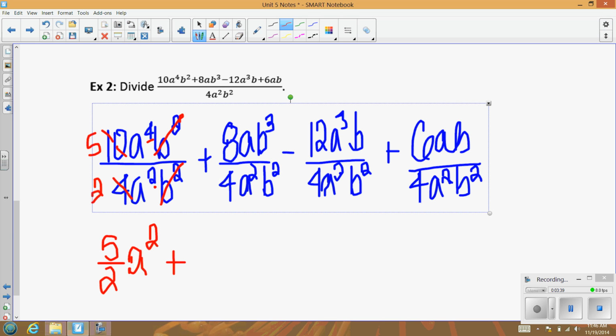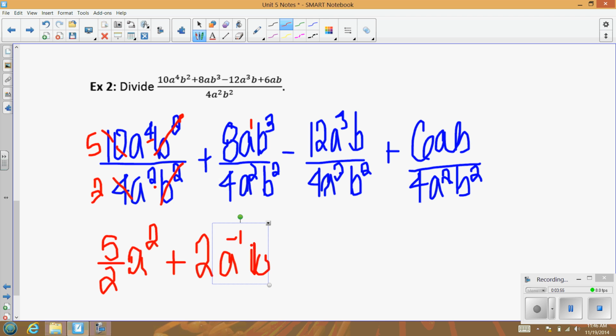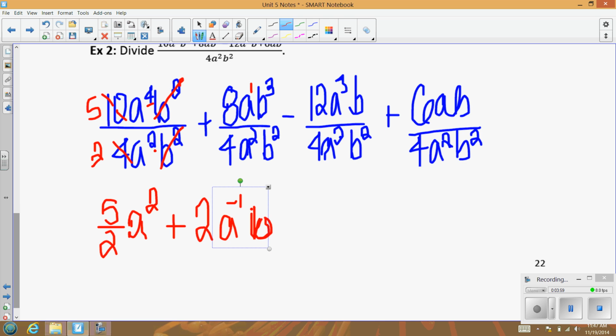8 over 4 reduces to 2. Now I have a to the first divided by a to the second. So you keep the base. When you subtract, 1 minus 2 is going to give me a negative 1. And then my b's are just going to be b to the first, because it's b to the third divided by b to the second, which means to subtract your exponents. Then we go to the next term.